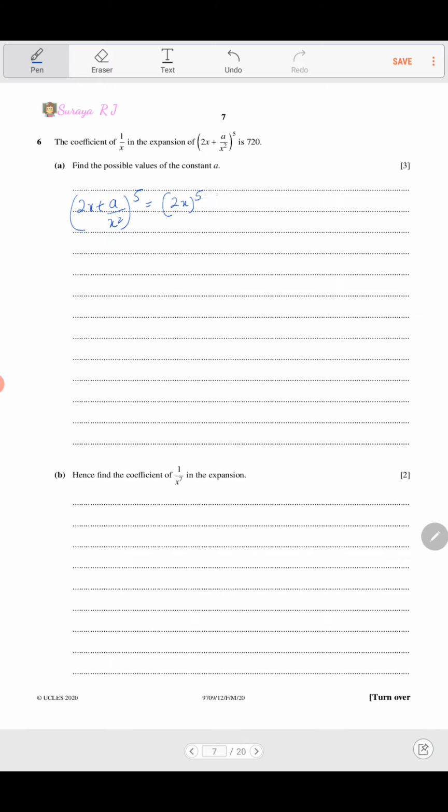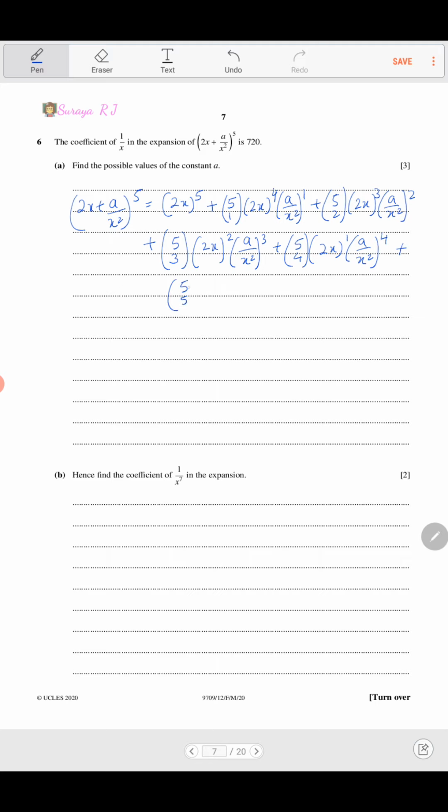So we have (2x) power 5 plus 5c1 (2x) power 4 (a over x squared) power 1 plus 5c2 (2x) power 3 (a over x squared) power 2 plus 5c3 (2x) power 2 (a over x squared) power 3 plus 5c4 (2x) power 1 (a over x squared) power 4 plus 5c5 (2x) power 0 (a over x squared) power 5.